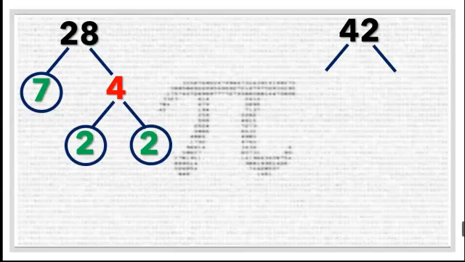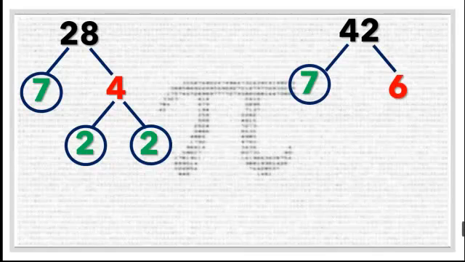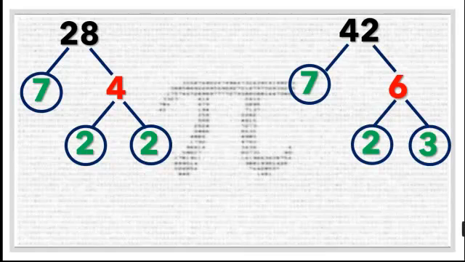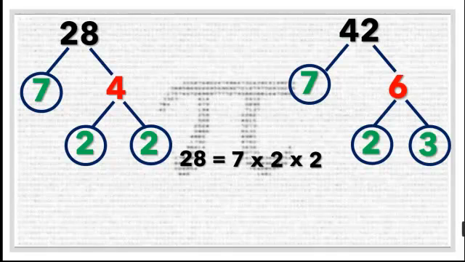What about 42? 42 is 7 times 6. 7 is a prime number, but 6 is not a prime number. It's 2 times 3. I'm going to factorize it into prime numbers 2 and 3, and 2 and 3 are prime numbers, so I'm going to take them as prime factors. Now I finished factorization. I'm going to write them. 28 equals 7 times 2 times 2, and 42 equals 7 times 2, and I don't have 3, so I'm going to write it out. And then make my line.